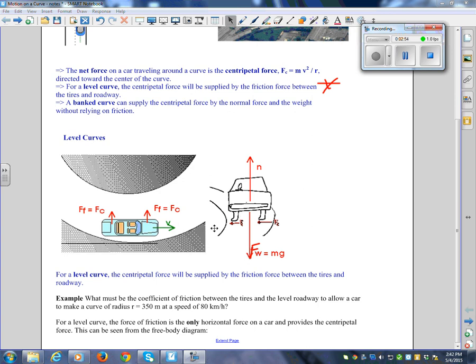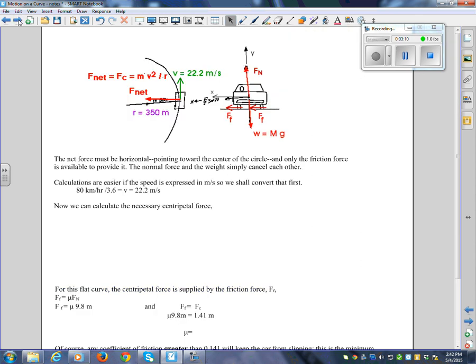Here is our first example. What must the coefficient of friction be between the tires and the level roadway to allow a car to make a curve of radius r of 350 meters at a speed of 80 kilometers an hour? We're looking for the coefficient of friction. Now, do I have it on the next page? I do. Excellent.